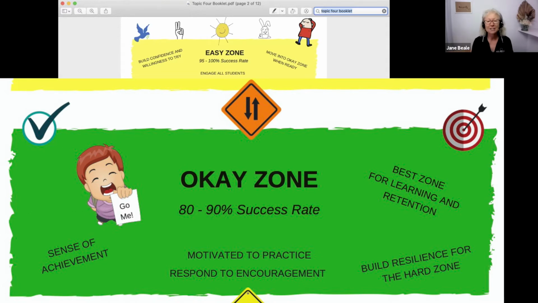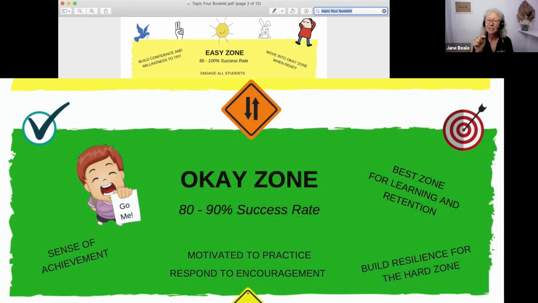This is the best zone for learning and retention. The reason is you're motivated to practice at this level and you respond to encouragement at this level because you're mostly getting it right. Now, this is true for nearly all people. Occasionally, you'll meet someone who just wants it to be hard and they get it wrong, and they can be resilient and they can persist. But the majority of us, if we really can't get things right and we're just having failure over and over, we tend to tune out.